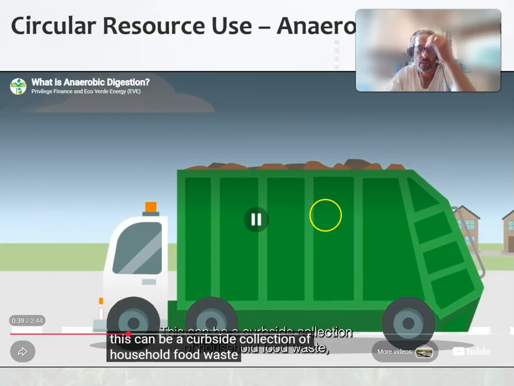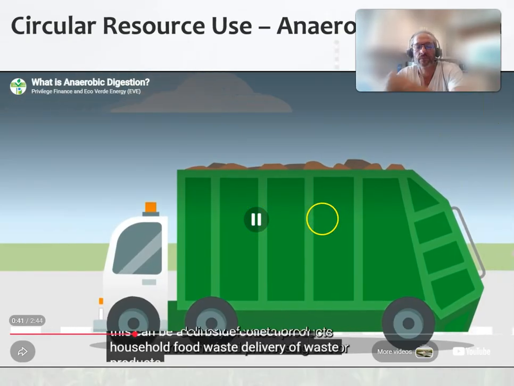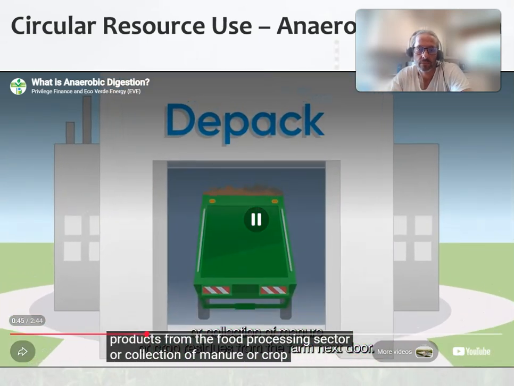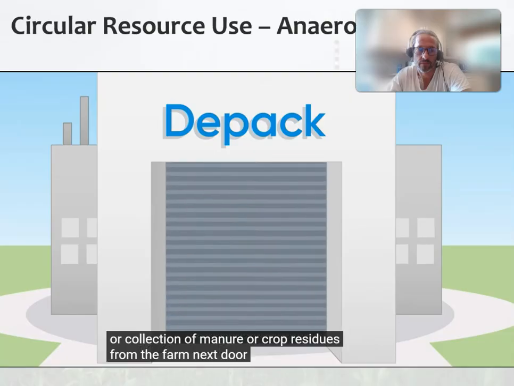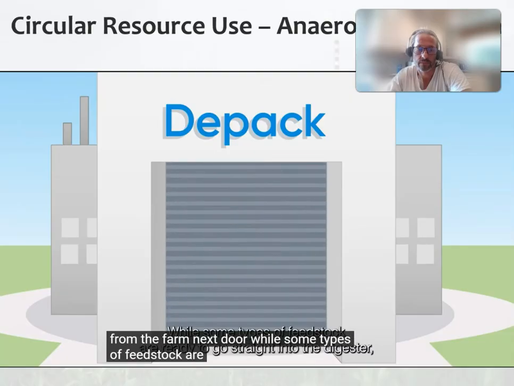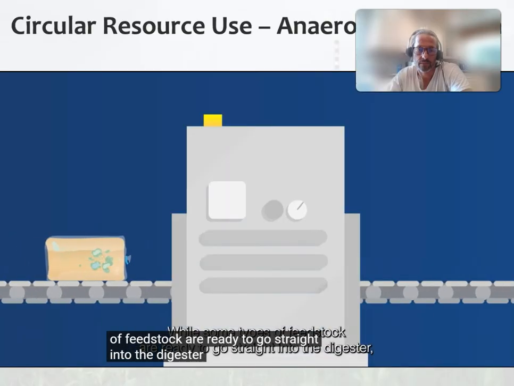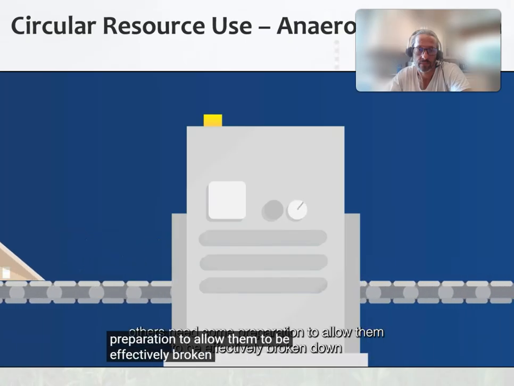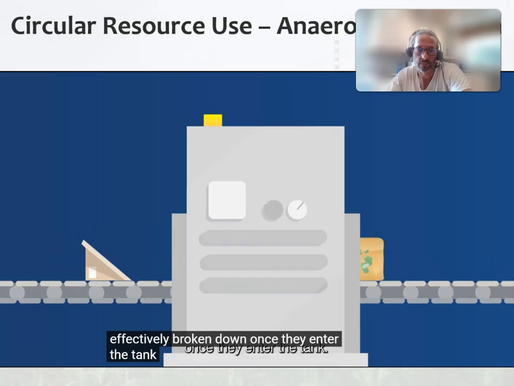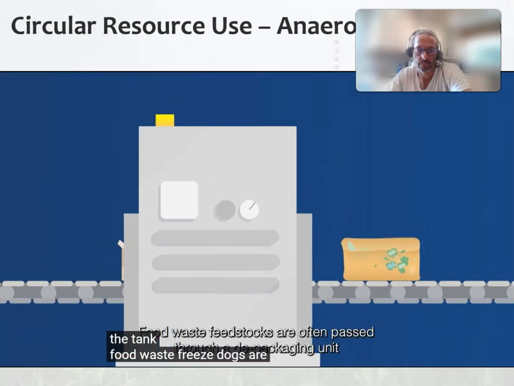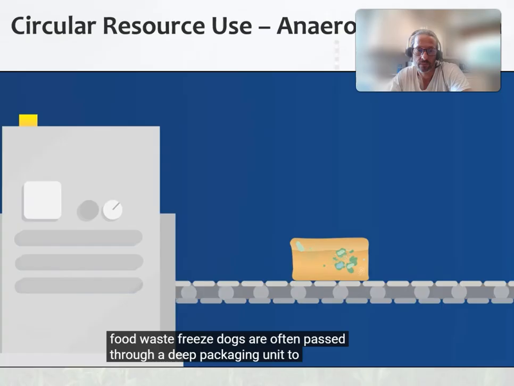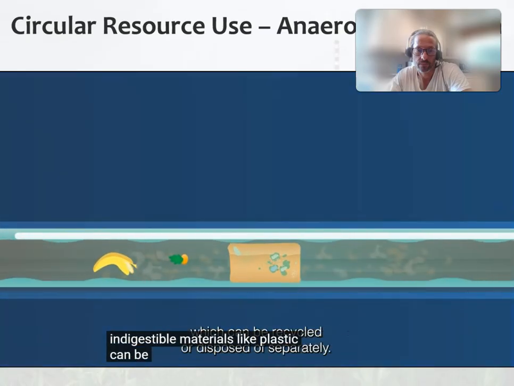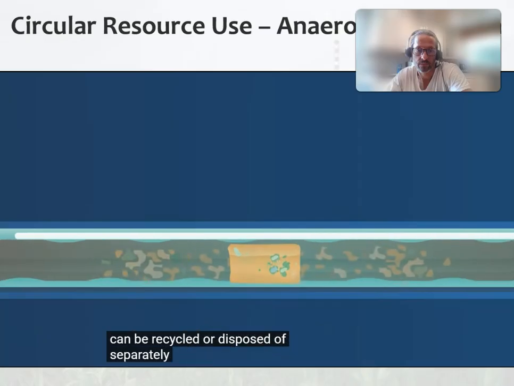Of household food waste, delivery of waste products from the food processing sector, or collection of manure or crop residues from the farm next door. While some types of feedstock are ready to go straight into the digester, others need some preparation to allow them to be effectively broken down once they enter the tank. Food waste feedstocks are often passed through a depackaging unit to remove indigestible materials like plastics, which can be recycled or disposed of separately.